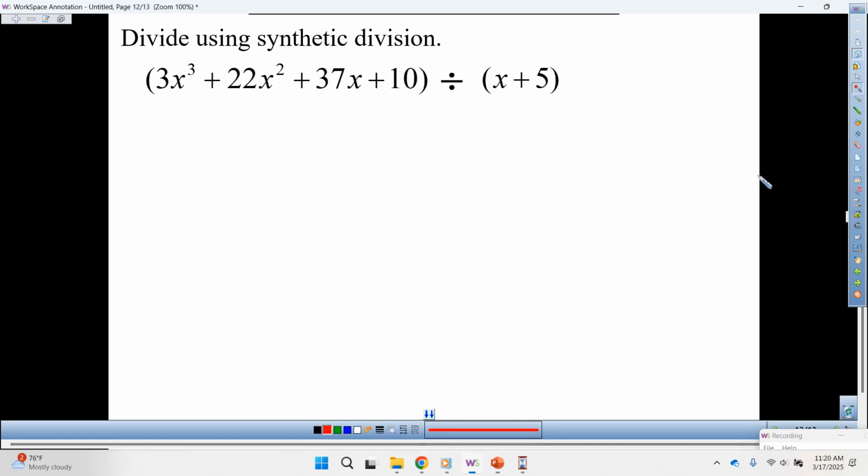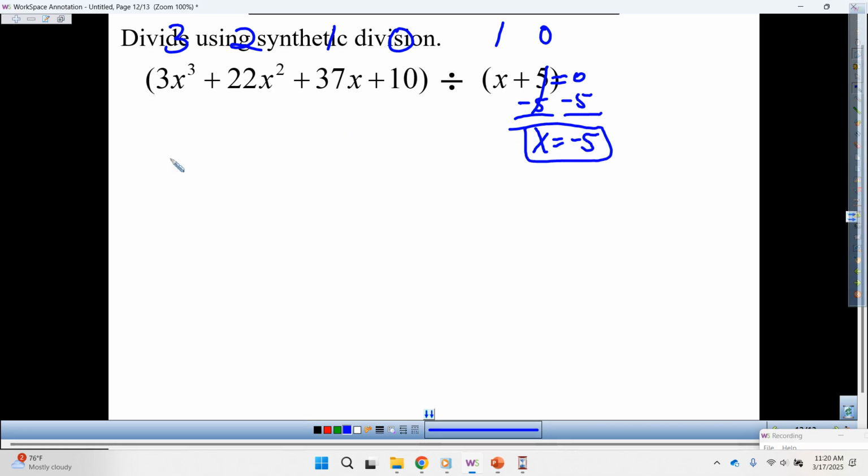All right, Ashlyn, what do we do first? Make sure it's in standard form. 3, 2, 1, 0. Is it in standard form? Yes. Is there anything missing? No. Standard form? Yes. Anything missing? No. Pass someone so they can give us the next step. Caitlin, what do I do next? x plus 5 equals 0, and then switch the 5 to the other side by inverse operation, so x equals negative 5, and that's my divisor.